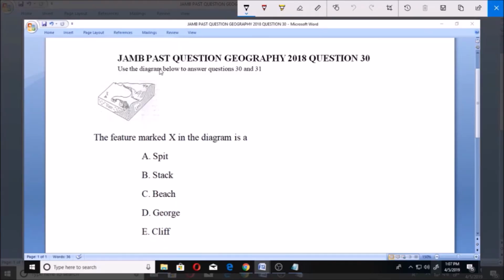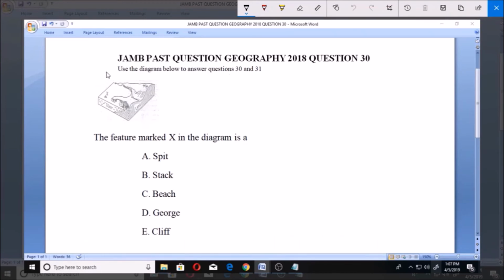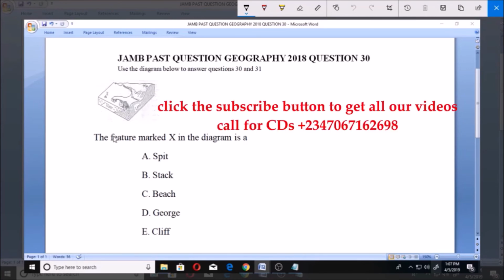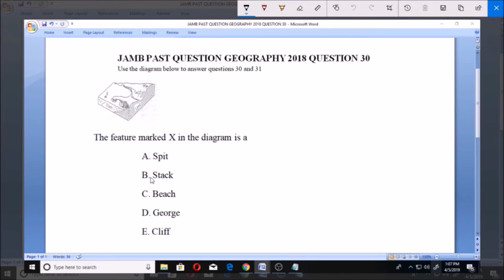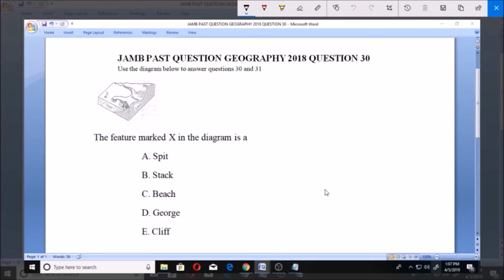Welcome. Let's look at this JAMB past question, Geography 2018, question number 30. Use the diagram below to answer questions 30 and 31. This is the sketch showing a landscape landform. Now the feature marked X in the diagram is A. spit, B. stack, C. beach, D. gorge, E. cliff. So this feature that is marked X, what landform is it?